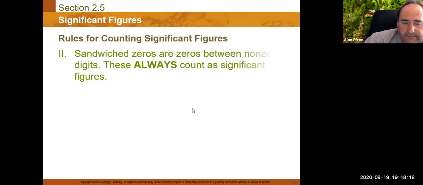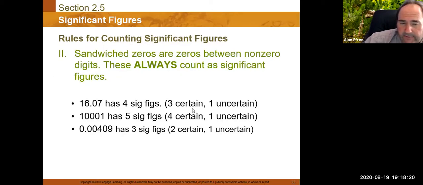Now we have zeros that come between 2 non-zero numbers, and those are always going to be significant. Sandwich numbers, or captive zeros, are sometimes called. Coming at this number here, this is our first non-zero, so we start counting. Significant, significant. The 0 is trapped between 2 non-zeros, significant and significant. So that would get us our 4 significant figures.